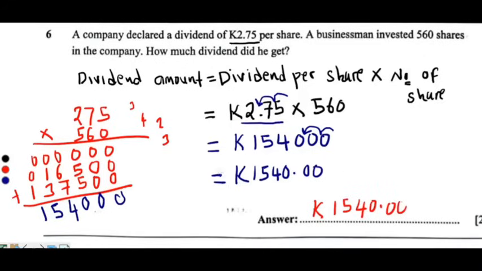So you must make sure that you are able to multiply in an exam, because this is paper one. No calculator is going to be allowed. So you must know how to multiply. Okay, we move on.